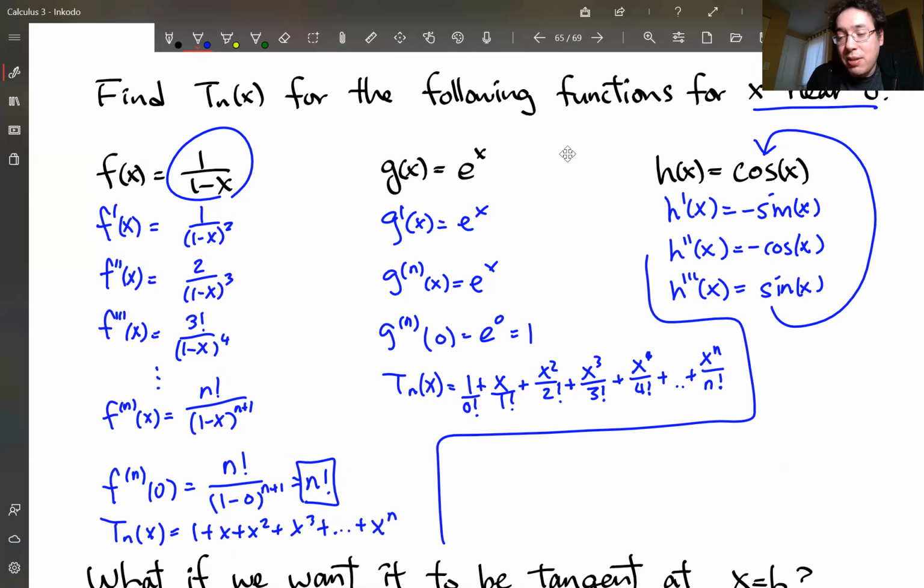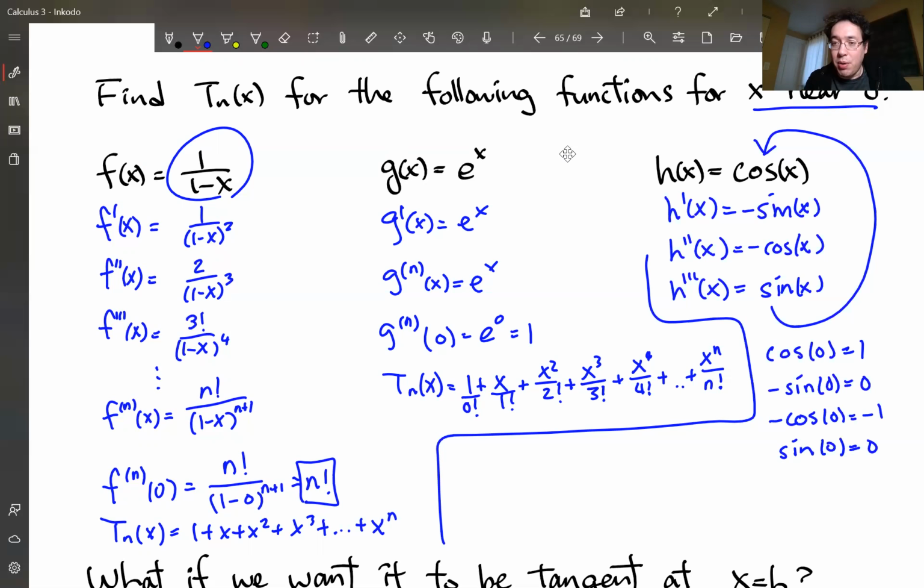Let's plug in 0. So cosine of 0 is equal to 1. Negative sine of 0 is equal to 0. Sine of 0 is 0. Negative cosine is going to be negative 1. And sine of 0 is equal to 0. So you can see now what's going to happen here. Every other term is going to drop out because the coefficient is 0. So this is the 0th term. So you get 1. The next term drops out.